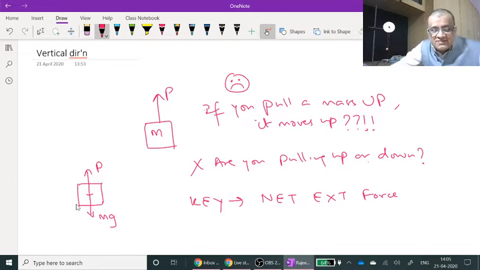P is greater than mg. This is called a free body diagram. Very good, Vijalakshi. And if P is more than mg, it will be accelerated up.